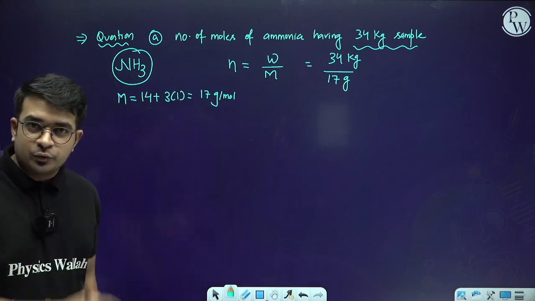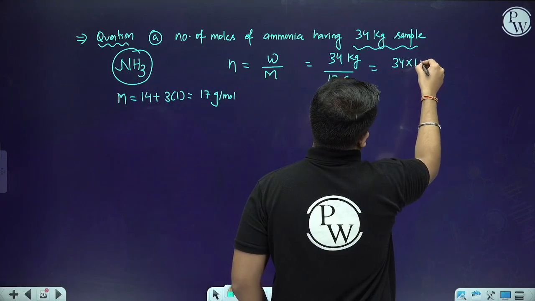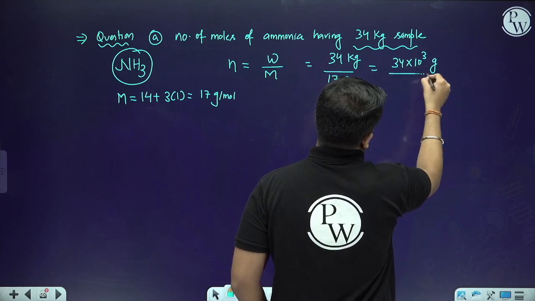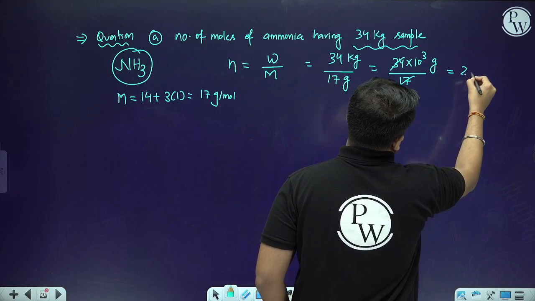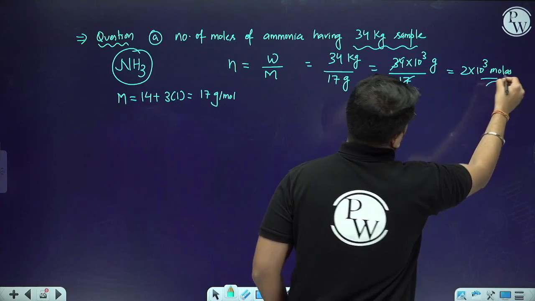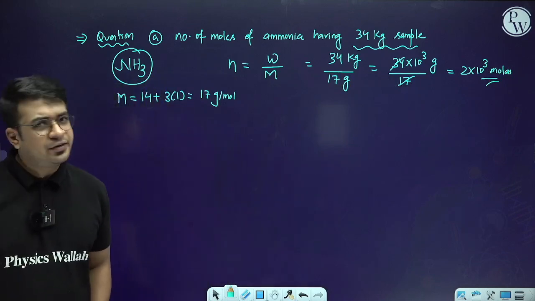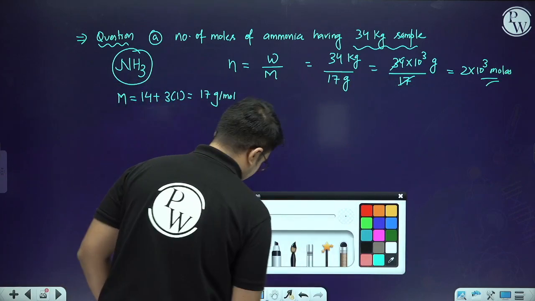First of all, units should be converted. So that will be 34 multiplied by 10 raised to the power 3 grams divided by 17. You can solve this. The final answer will be 2 multiplied by 10 raised to the power 3 moles. So this is your final answer. Very easy, very simple analysis. Let's say I'm talking about another question.